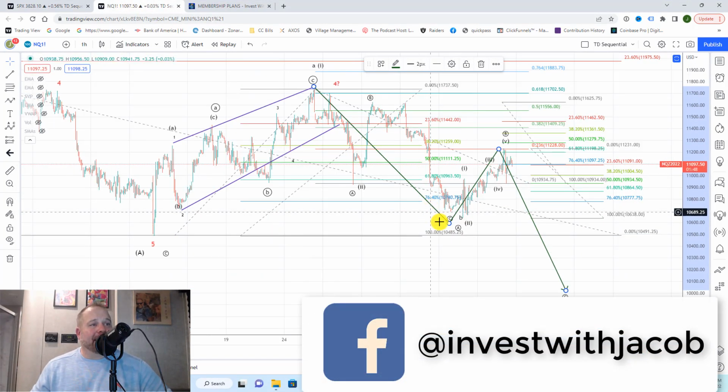Over on the NASDAQ, it looks like they have completed a potential leading diagonal up, but they do need to hold support above 10,777, or we likely see a new low towards the 10,000 to 10,200 area.